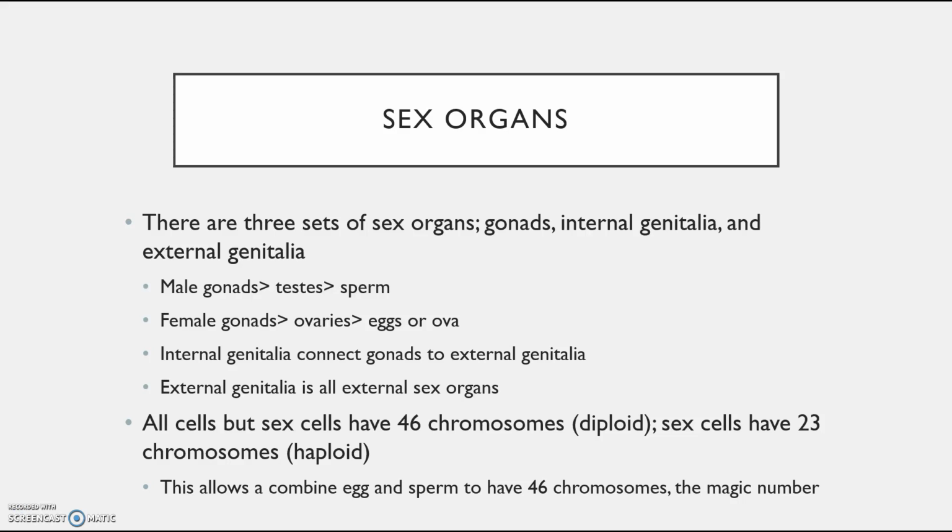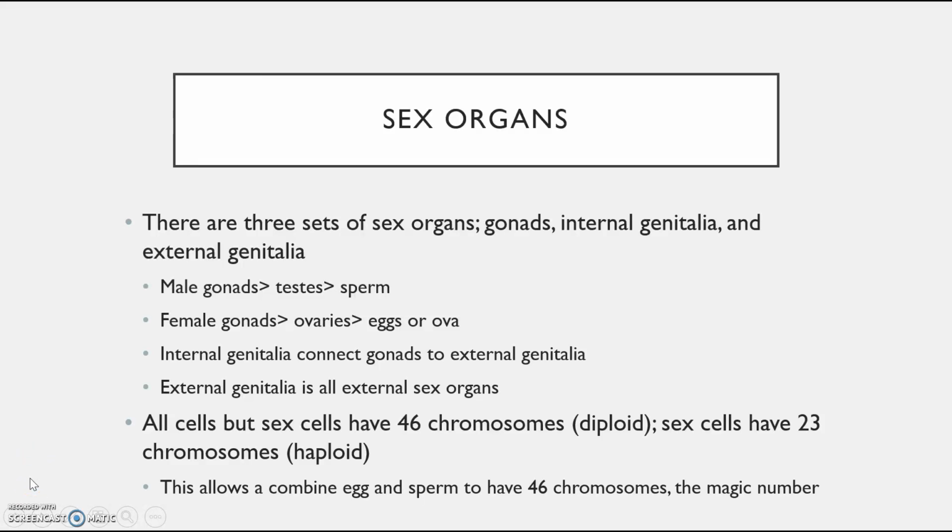So there are three sets of sex organs in both males and females. That's going to be the gonads, the internal genitalia, and the external genitalia. For males, the gonads are going to be the testes, and the testes produce sperm. For females, the gonads are the ovaries, and they produce either eggs or ova. They're the same thing. For the internal genitalia, this is just what connects the gonads to the external genitalia, and the external genitalia is going to be all the external sex organs that you can see with your naked eye.